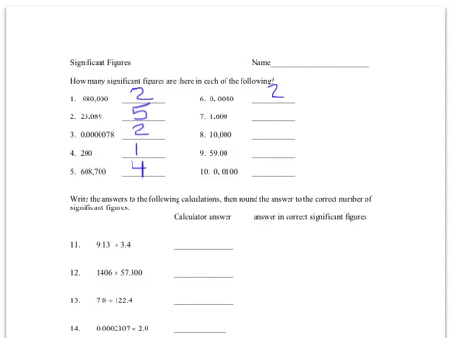If I look at number 7, what I've got is trailing zeros, but there is a decimal, so these are measured values and therefore significant. I have 1, 2, 3, 4 significant figures here. We look at number 8. I see a lot of trailing zeros, but I don't see a decimal, so I only have 1 significant figure. Now the next one, number 9, I have trailing zeros and a decimal, so the 5 and the 9 are significant, and these 2 zeros are also significant because there's a decimal, so I have 4 significant figures.